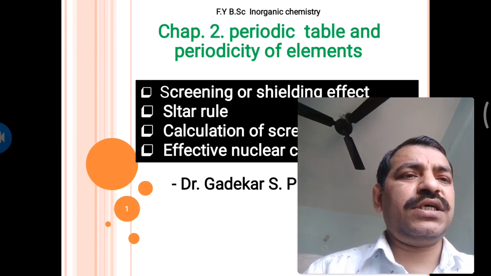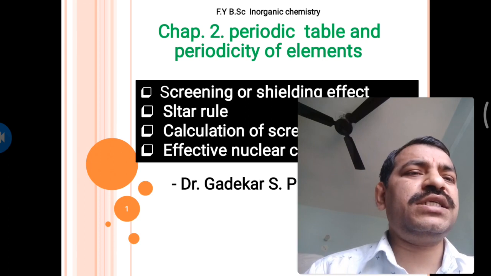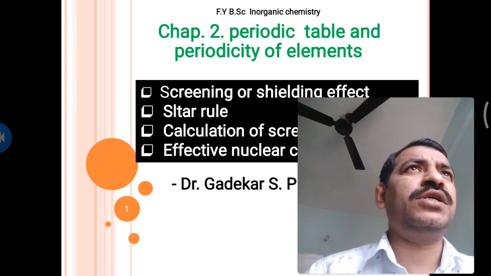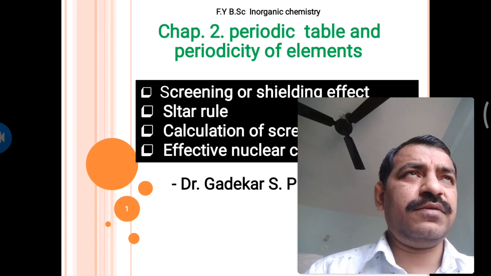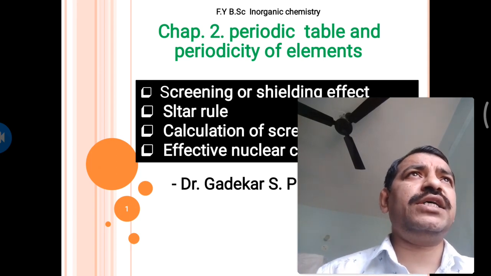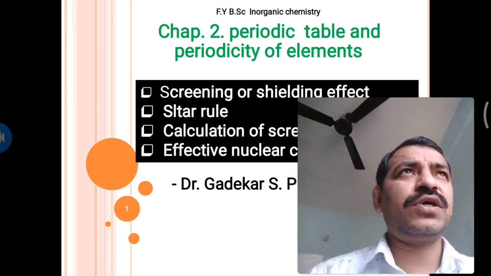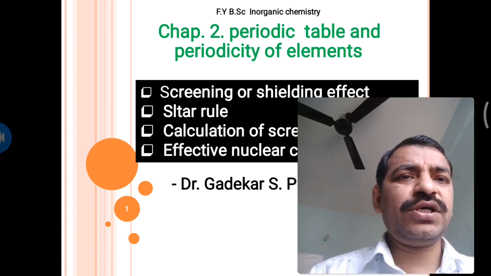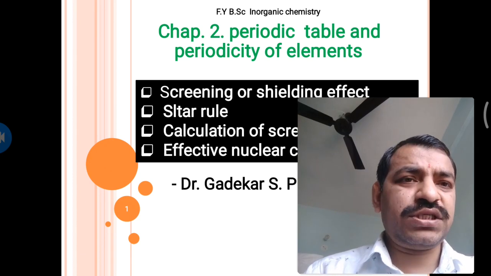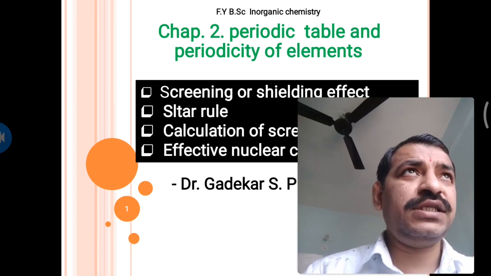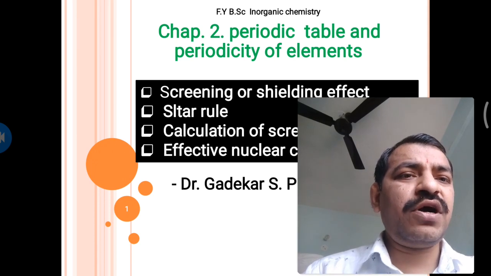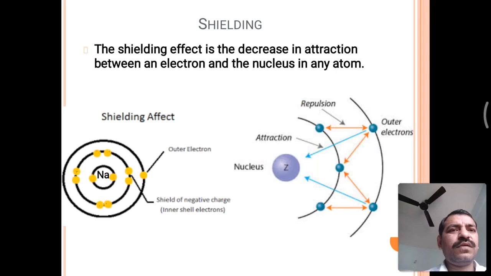In the last lecture we discussed the classification of the periodic table and the general periodicity of the periodic table. We also discussed the merits and demerits of the modern periodic table. Now we will discuss the screening constant or shielding effect, then the Slater rule, the calculation of the screening constant, and the calculation of the effective nuclear charge. So here we discuss the shielding effect.